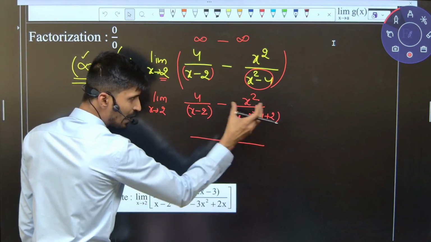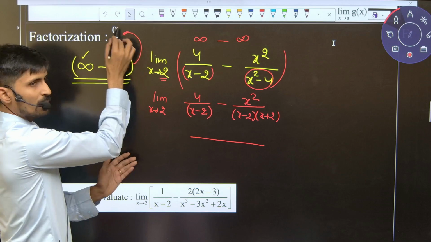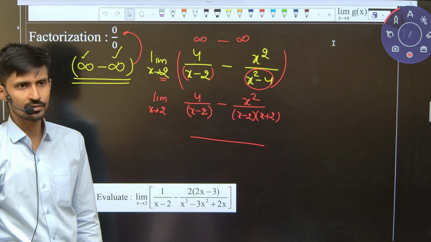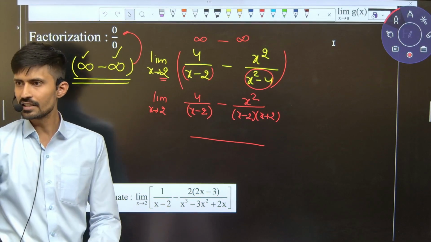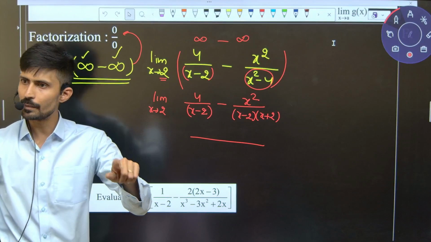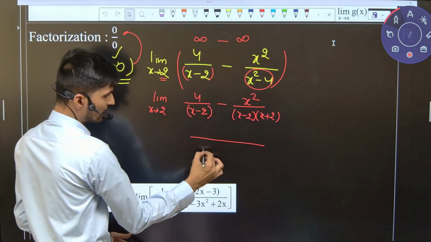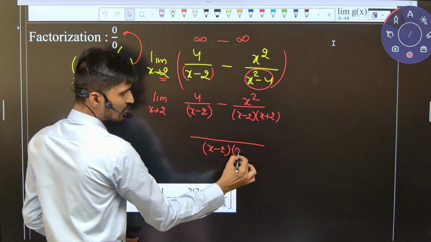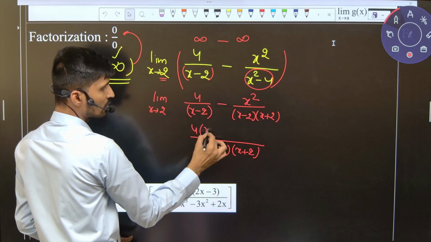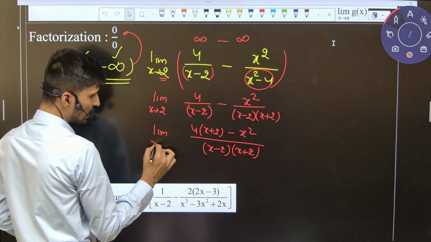Now take LCM, combine both. When you combine infinity minus infinity, this will change to 0 by 0. And again that cutting technique will come and the question is solved. So when you combine both terms together, infinity minus infinity will change to 0 by 0, and in 0 by 0 we will apply the technique of 0 by 0. So here x minus 2 is already there, so here I will write x minus 2, and here x plus 2 will come. But here x minus 2 is there, x plus 2 will multiply with 4, 4 times x plus 2 minus x square, and this will become limit x tends to 2.